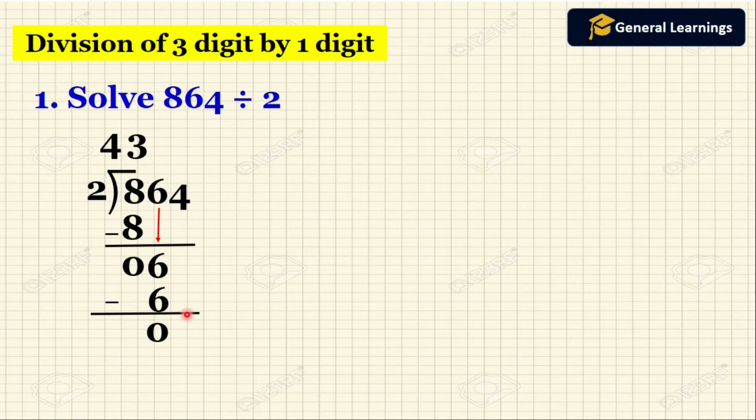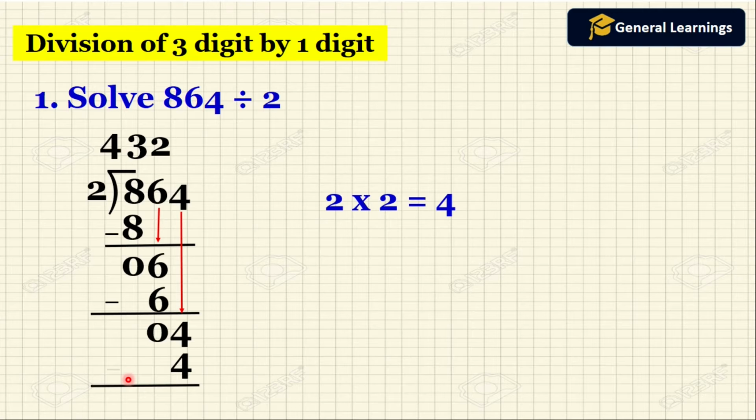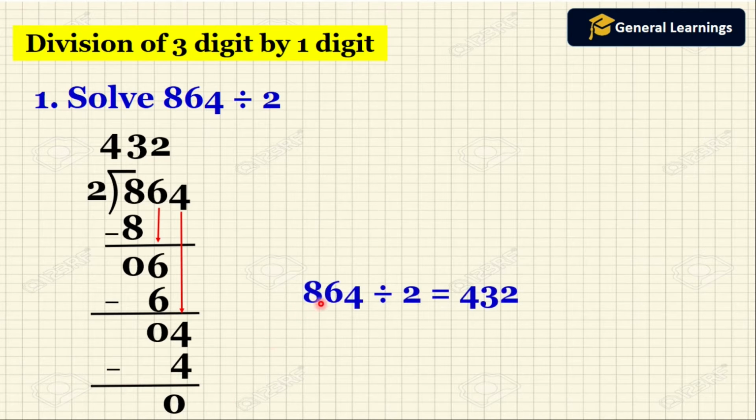Now bring down the next digit, which is 4, and then divide this 4 by 2. For that we need to check the table. The table tells us 2 twos are 4. So write this 2 in the quotient and the product below 4. Then draw a line and subtract. We get 0. So when we divide 864 by 2, we get 432. So the quotient is 432 and the remainder is 0.